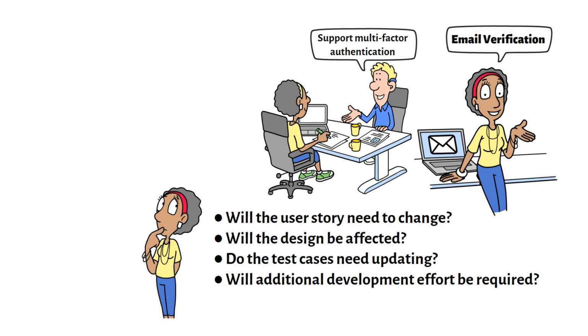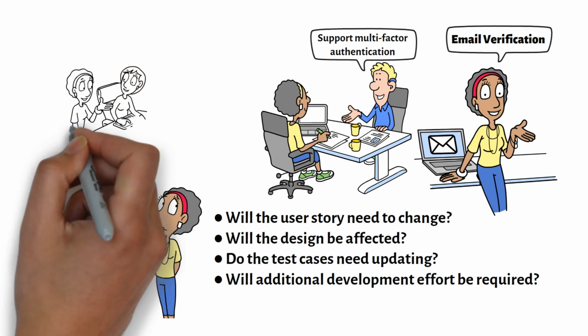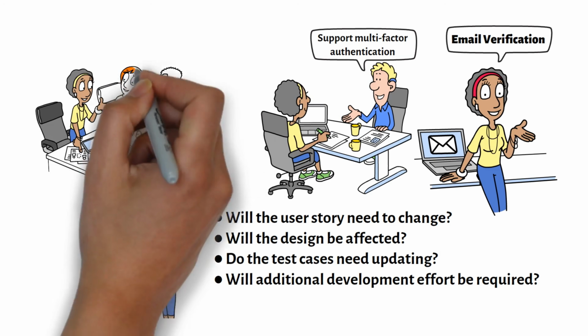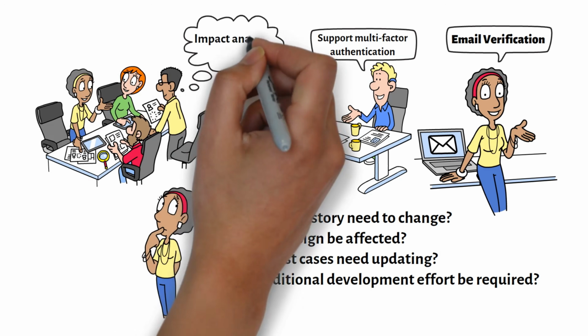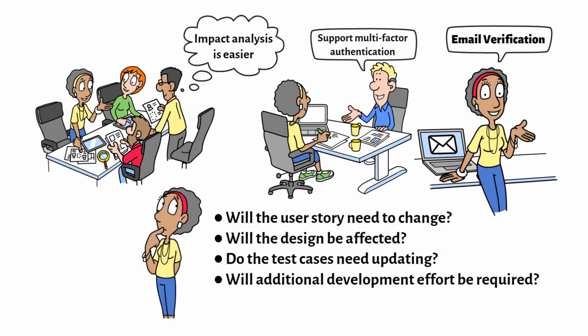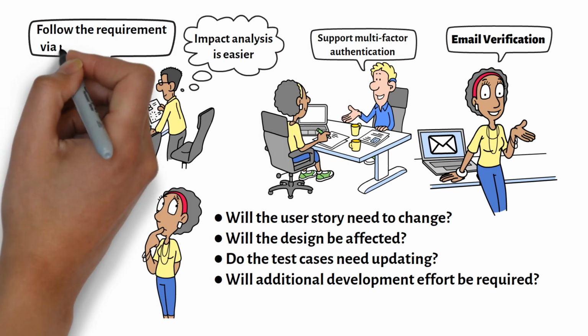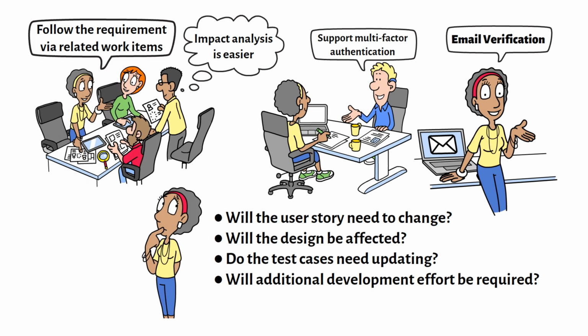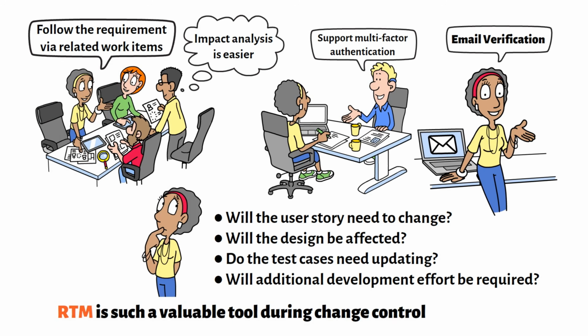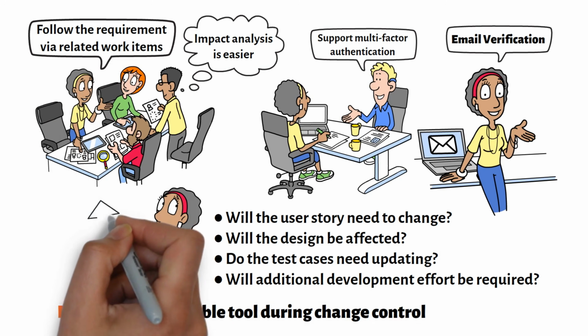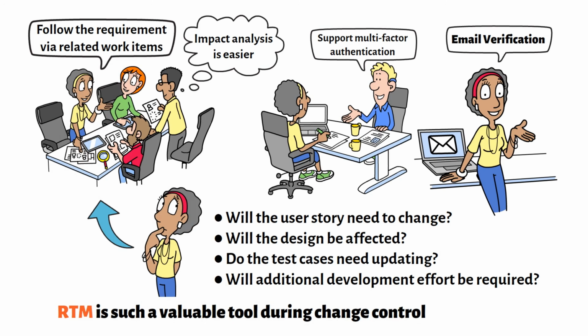Because everything is connected through the RTM, the team can quickly identify what else will be affected. This makes impact analysis much easier. Rather than searching through multiple project documents, the project manager can follow the requirement through its related work items. That's one reason the RTM is such a valuable tool during change control. It helps the team understand the full impact before making a decision.